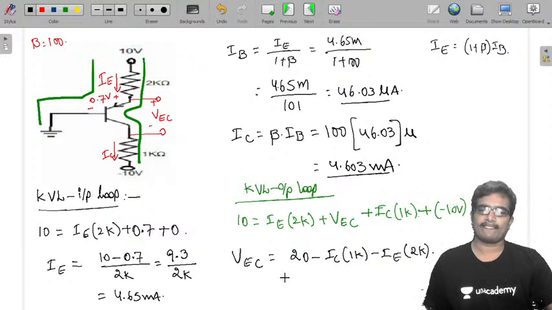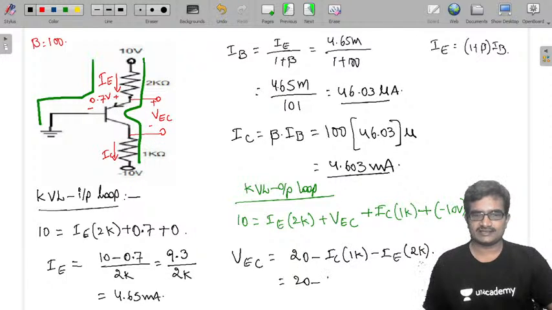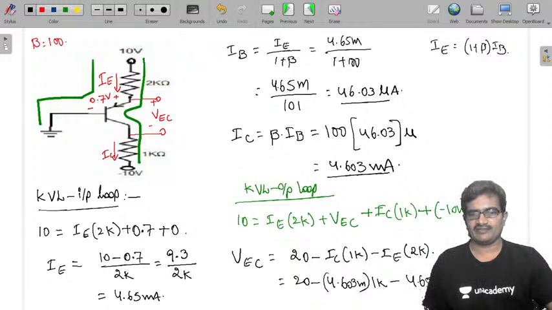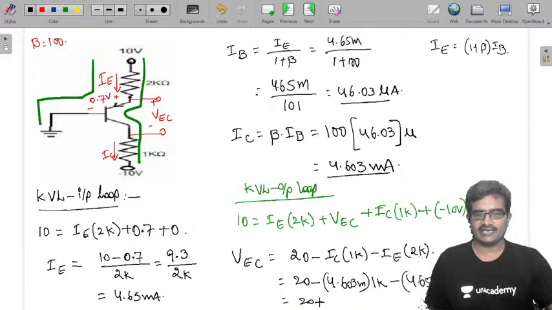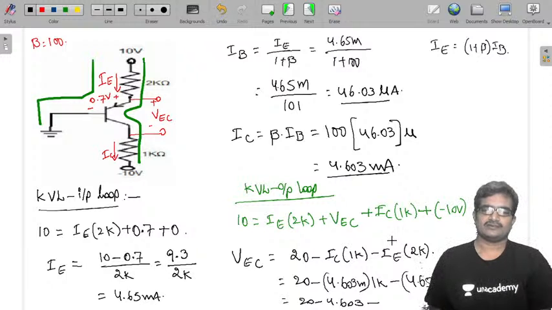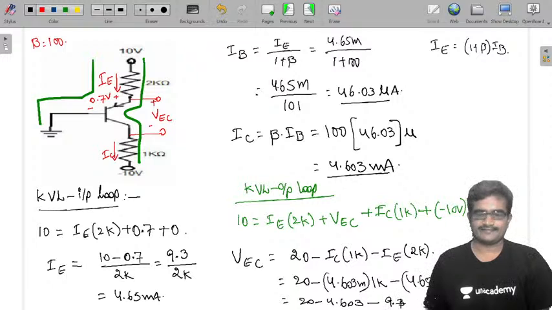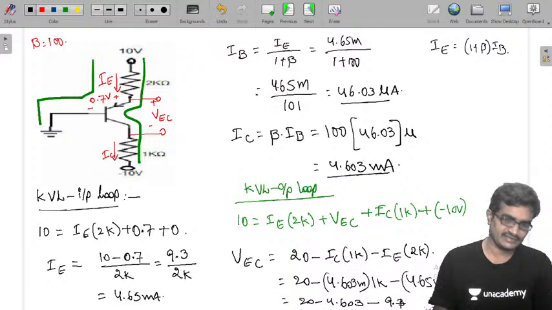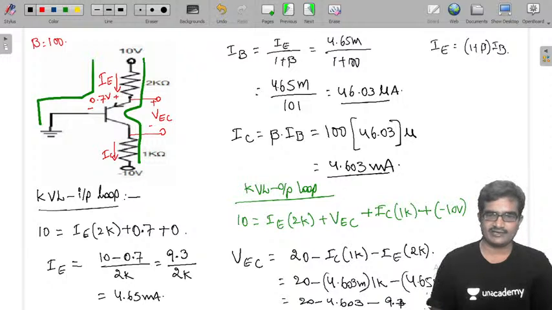Now 20 minus IC value, 4.603 milli into 1K, minus IE value, 4.65 milli into 2K. So 20 minus 4.603 minus 9.3. It is 9.3, 4.65 into 2, yeah, 9.3.